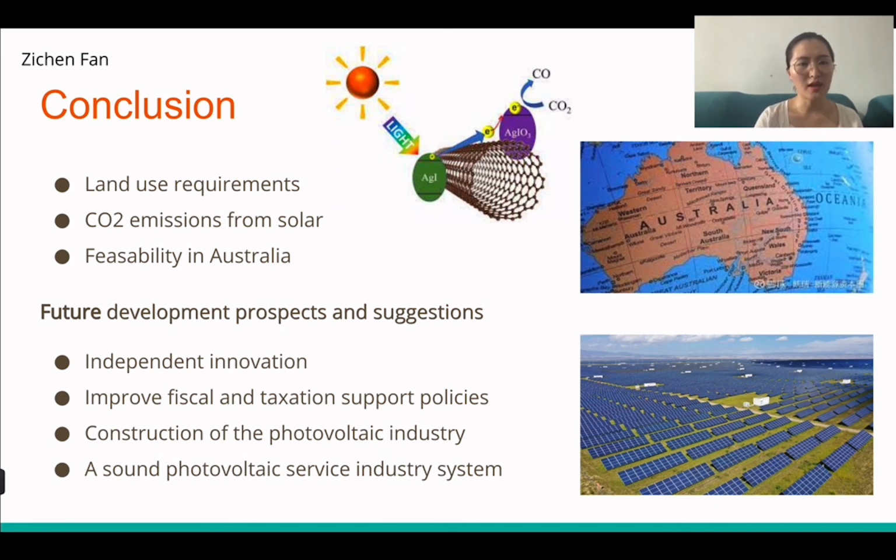However, although sunlight is generally regarded as a rich resource, the reason why solar energy has not been widely used is that the current solar energy technology is inefficient and expensive. In the future, all countries should support independent innovation, strengthen basic research into new batteries, and improve fiscal and taxation support policy to promote the rapid and healthy development of the photovoltaic industry, improve industrial supporting construction and complete the photovoltaic service industrial system.